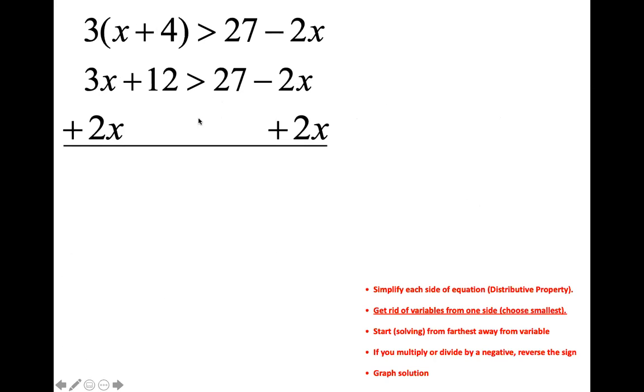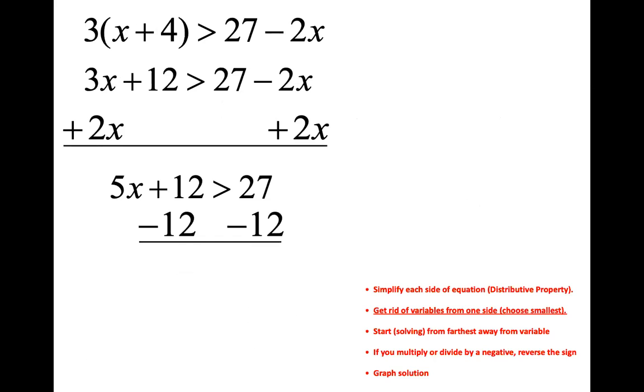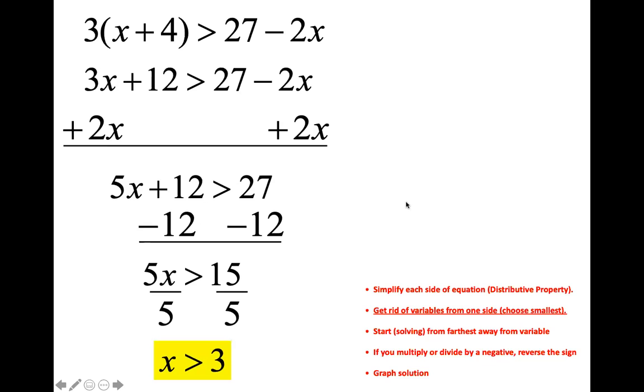Stop me if I'm going too fast. 5x plus 12 is greater than 27. Subtract 12, which gives me 15. Divide by 5 on both sides. That's a positive 5, not a negative 5. So we get 3. So x is greater than 3. That's an open circle, shade right. Open circle, shade right. You guys should be getting to be pros at graphing now.